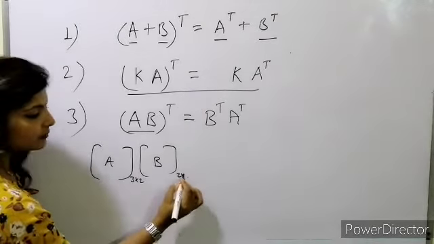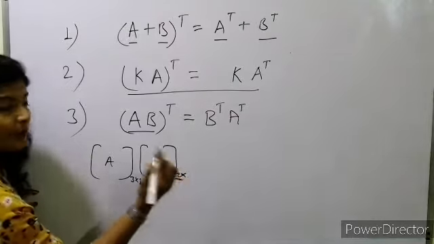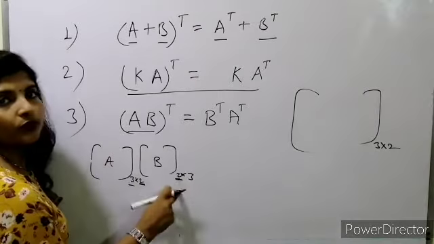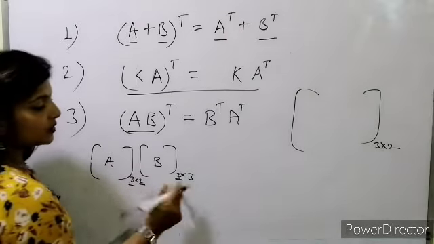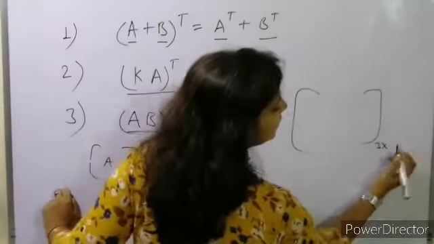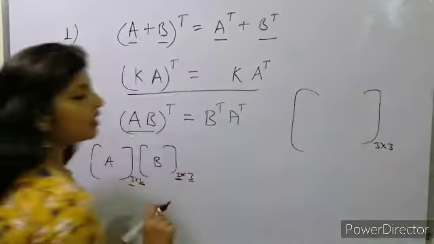Because the column of this matrix should be equal to the row of this matrix, only then will we be able to multiply. The order of B is 2 cross 3. Then the resultant AB matrix will be 3 cross 3. Now we have to find out the transpose of this matrix.